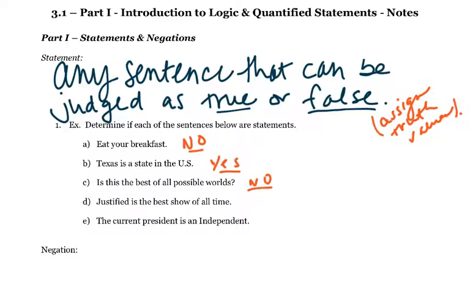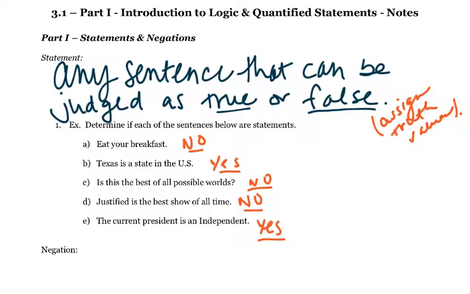Then we have Justified is the best show of all time. First off, I've never seen the show Justified, so I don't know if that's true. But this doesn't have a set truth value because it's based on an opinion. So this is not considered a statement. And then the last one, the current president is an independent. That has a definitive truth value. It's either yes or no. It is true that he is an independent, or it's false that he is an independent. So this is an example of a statement.